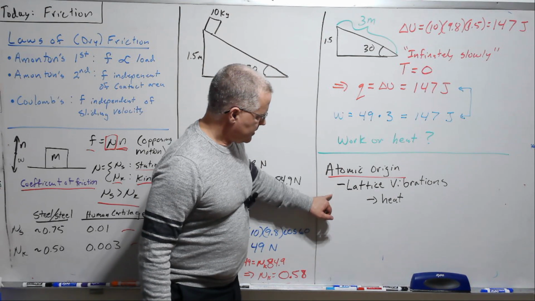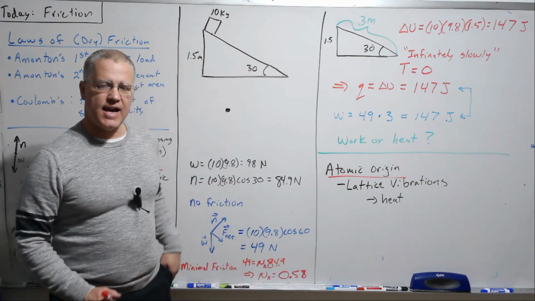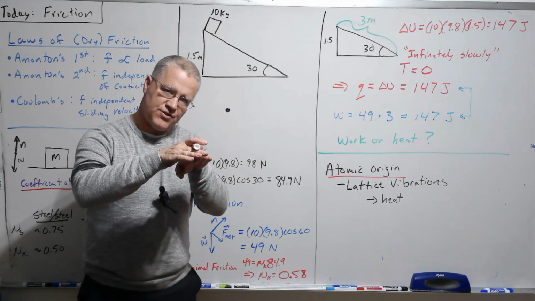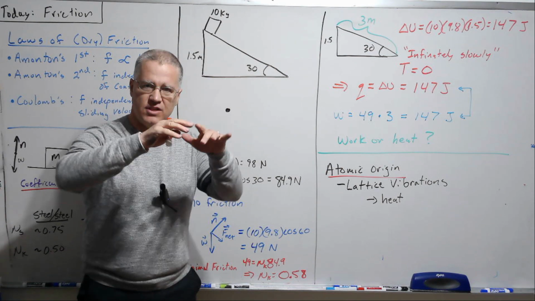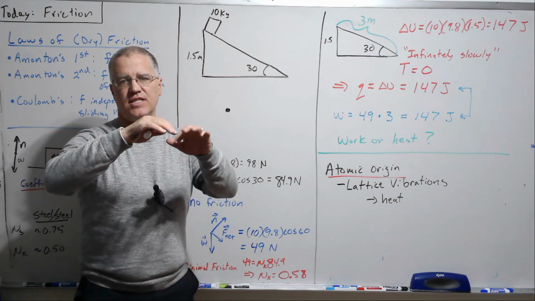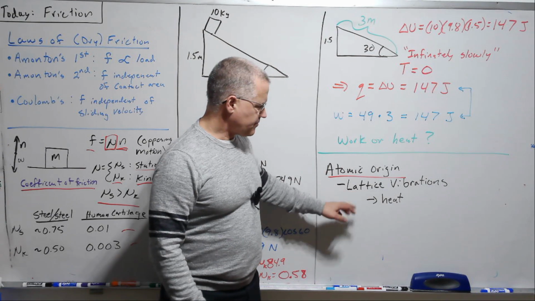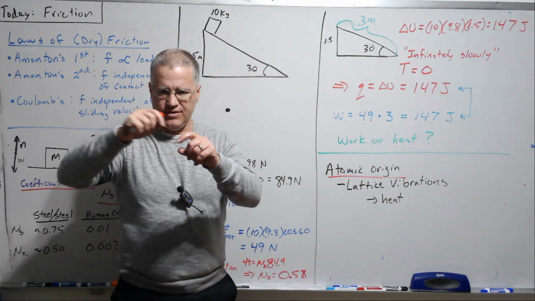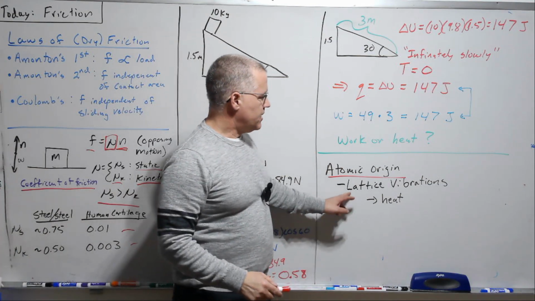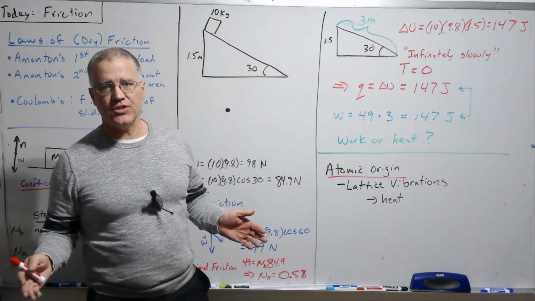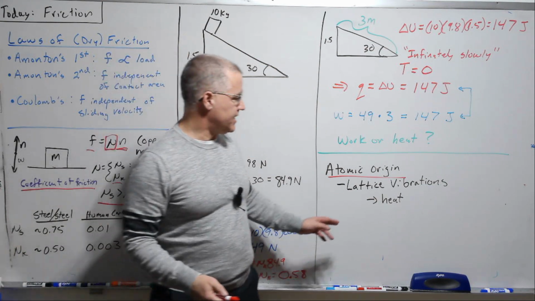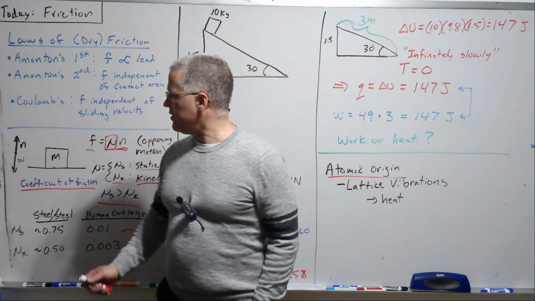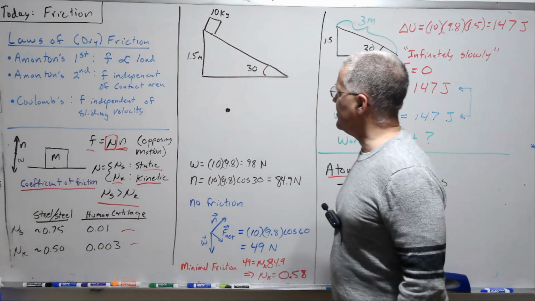But at this level, we'll just note that the atomic source of friction is that as one surface rubs over another at the atomic level, it induces vibrations in the lattice. You can imagine plucking the lattice as you go along, as it catches and releases, catches and releases. That gives rise to lattice vibrations, which is essentially heat. And so that's the atomic origin. But we won't worry too much about that. We'll do problems focused mainly on this.